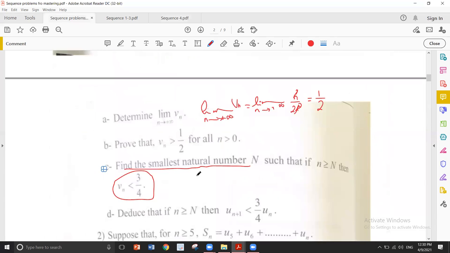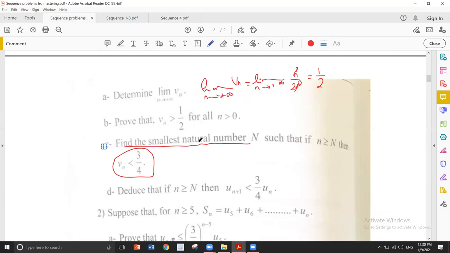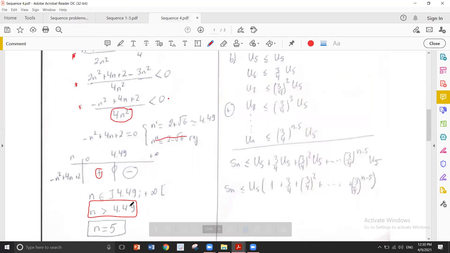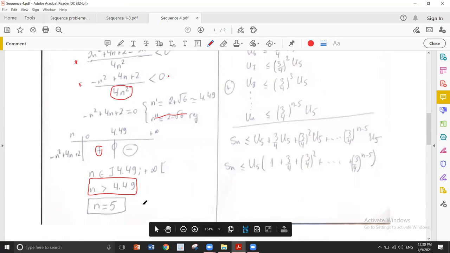We are asked to find the smallest natural number. What is the smallest natural number greater than 4.49? 5. So n equal 5, you need capital N here. Is this? Yes.